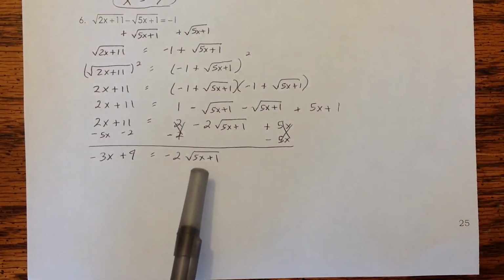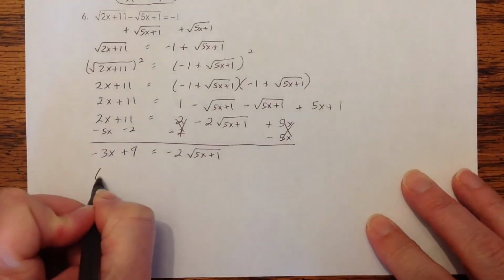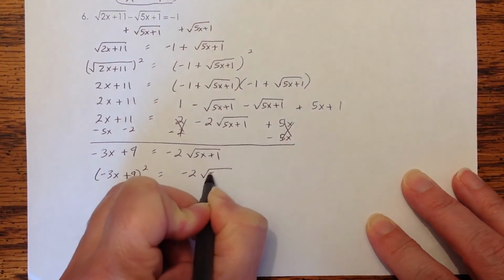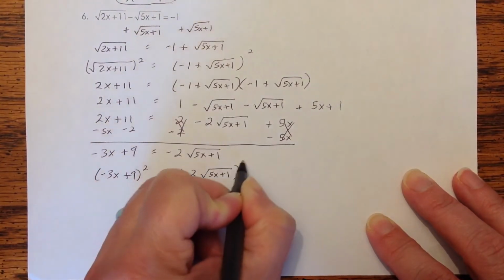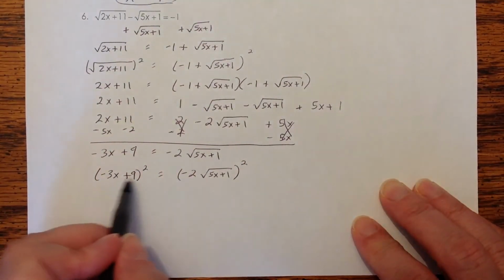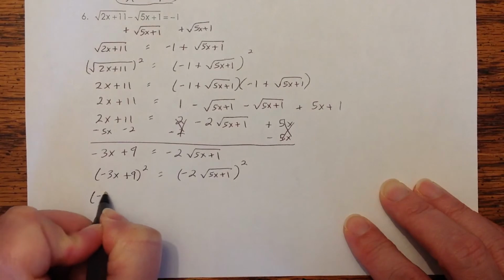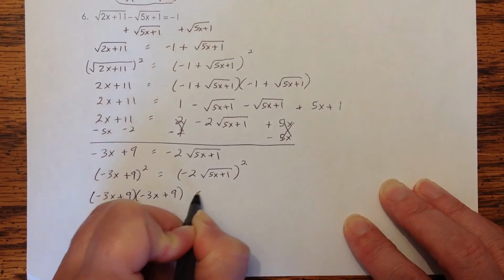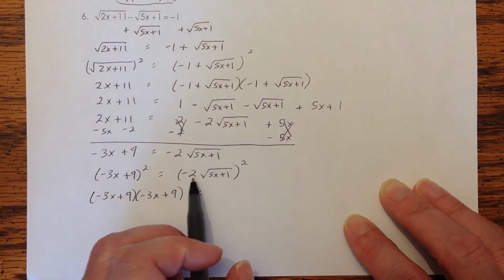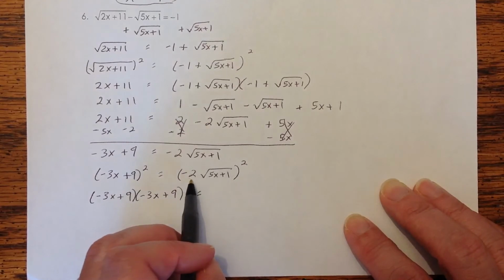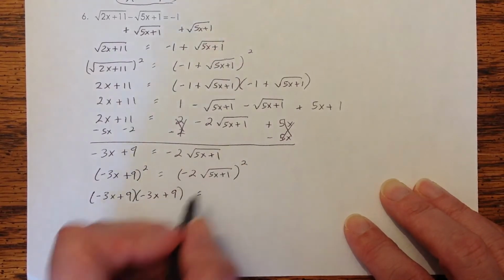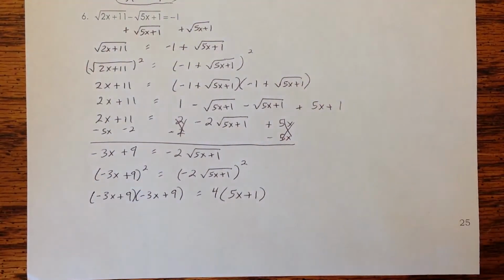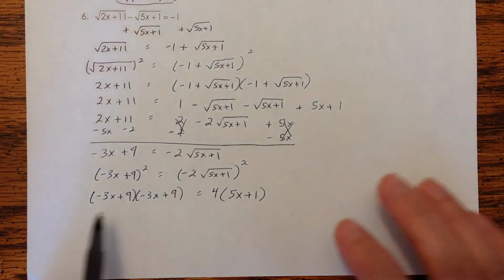My goal is now to clear out this radical, so I'm going to square both sides. I'm going to take this whole negative 3x plus 9 expression and square it. I'm going to take negative 2 square roots of 5x plus 1 and square it. This is a binomial because it's 2 parts being added. So the only way to do this squaring correctly is by writing it twice and FOILing. This side is power rule, square each piece. So negative 2, all squared would be 4 times 5x plus 1, because when you square a square root, it cancels out. Now I'm going to FOIL.